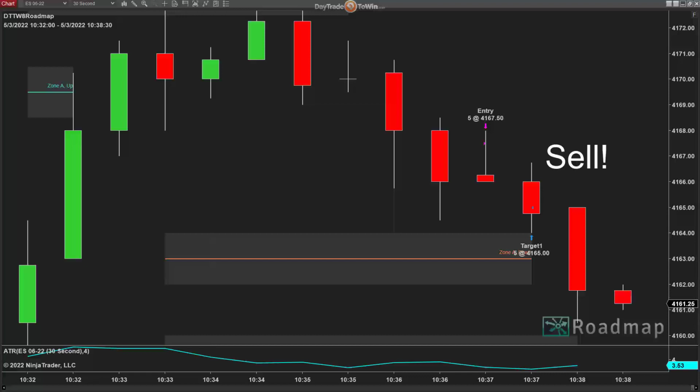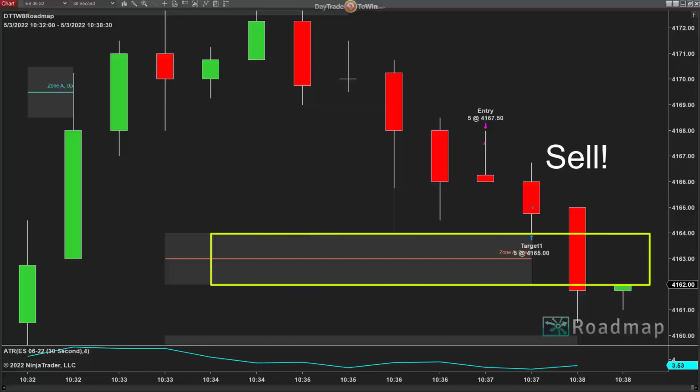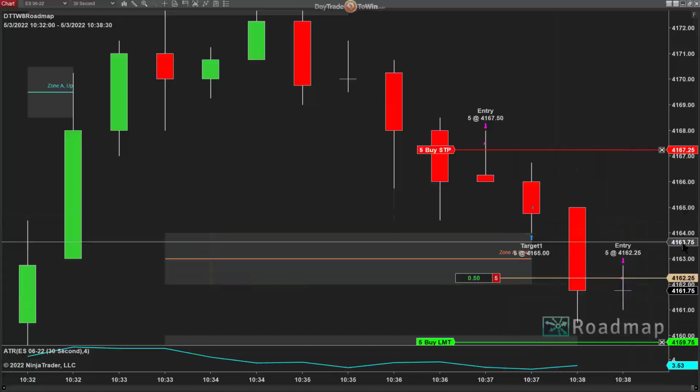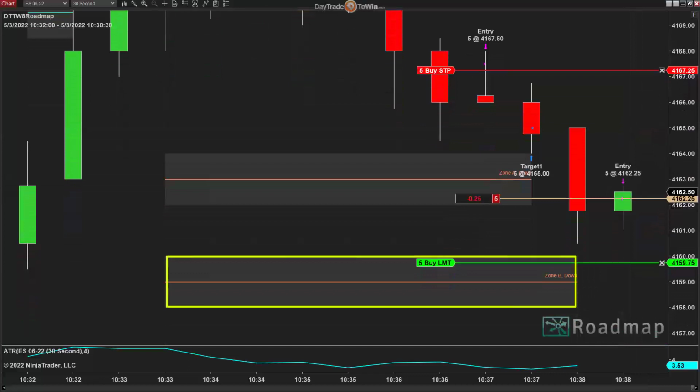So as you can see, it broke through the level. That means the market's on its way down. A great opportunity to go short. Order filled. So remember, the zone, if it's broken, tells me we have to go lower. We have to go now to the next zone.